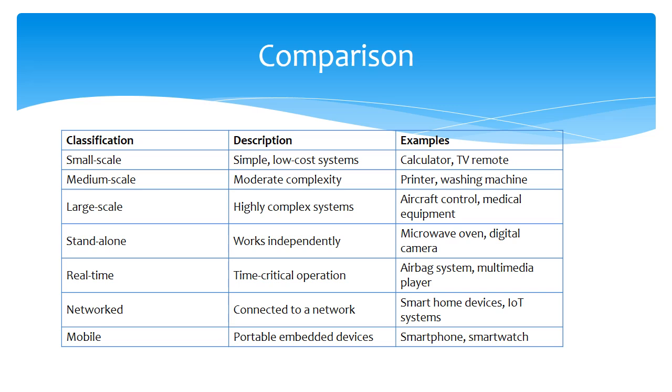And for standalone, it works independently. Real time is mainly based on time constraints or time-critical operation. Networked is connected to a network, and mobile is portable embedded devices. Some examples are also given.